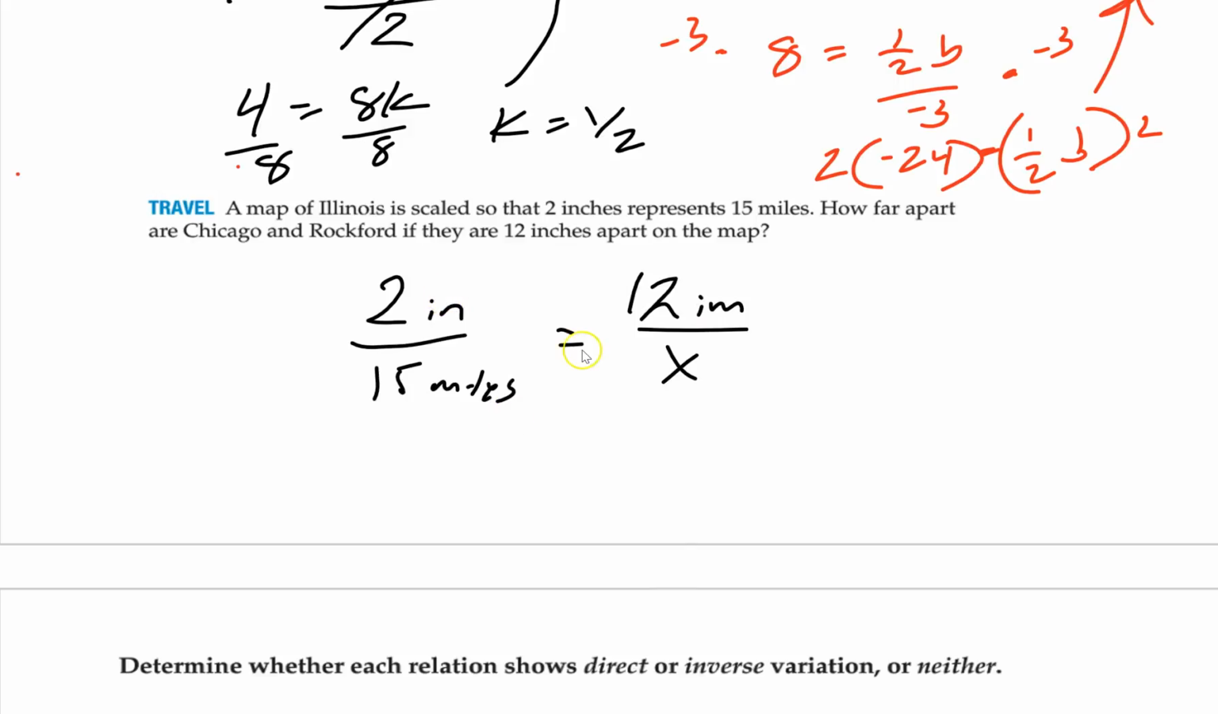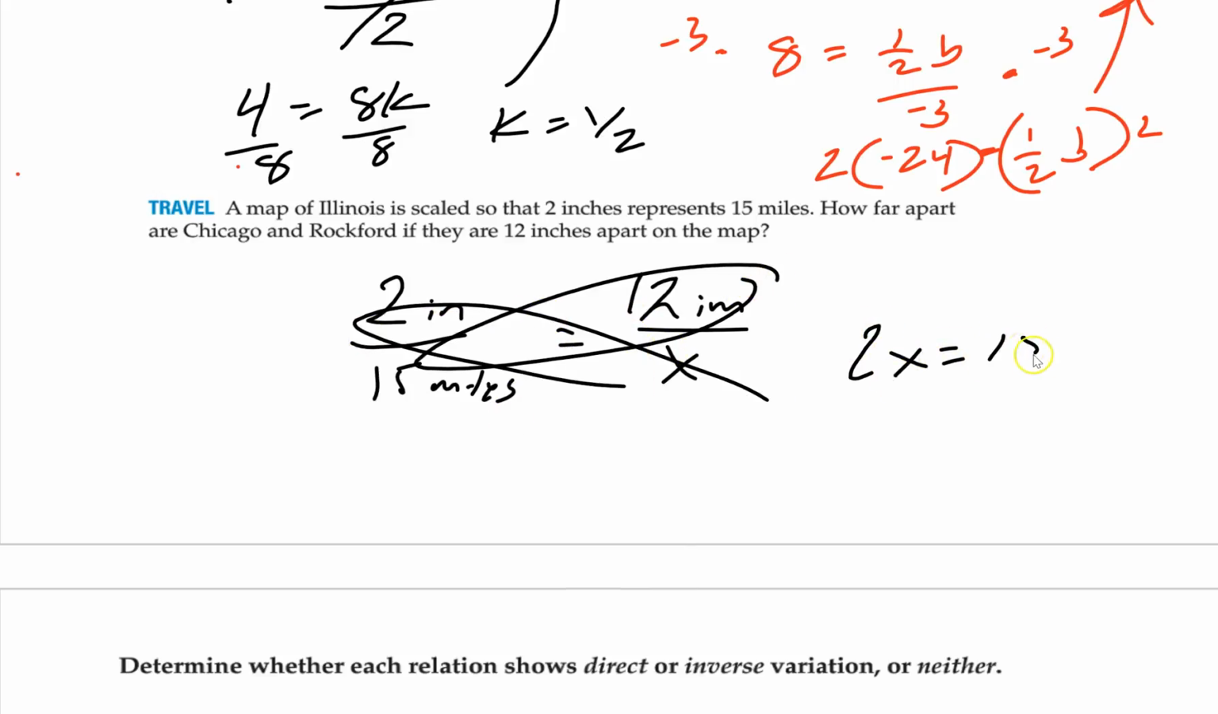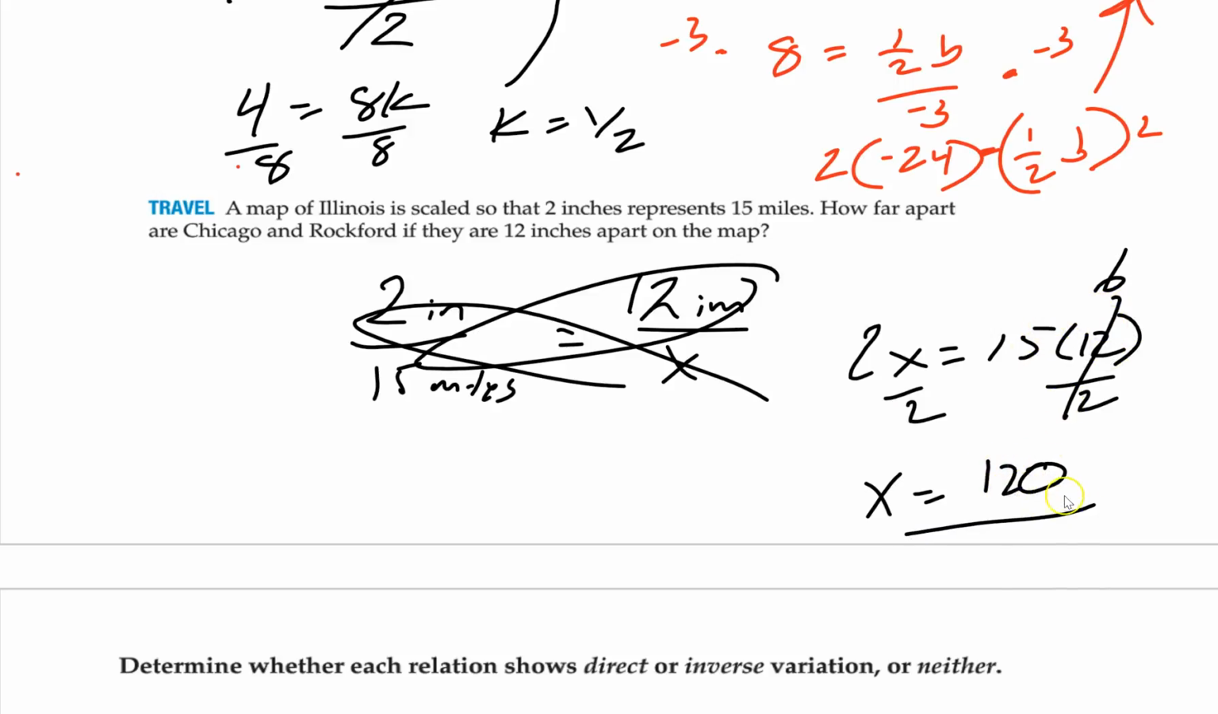Well, you just set up a proportion. And you could cross multiply. 2x equals 15 times 12. Divide by 2. 6 times 15. And that is 30 times 3, so 120. They're 120 miles apart. Right? So sometimes you don't have to overthink it, just, oh, proportions. Solve the proportions.